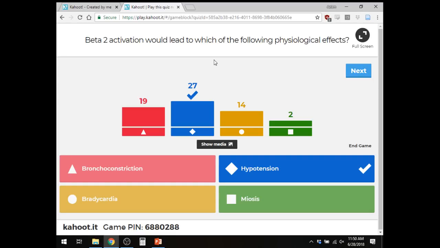Bradycardia would not be correct. Typically, if anything, you might actually see a little bit of speeding up of the heart. However, that's primarily mediated through what? Beta 1, right? So which would be tachycardia in those cases there, and then would not cause miosis. Typically, think sympathetic activation. You think what? With the eyes. Yeah, usually mydriasis, right? So you wouldn't expect to see that either, right? Okay.